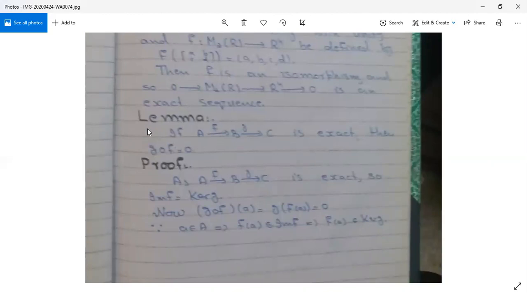We have already studied this theorem in the notes. If f from A to B and g from B to C are functions and the sequence is exact, then g composition f will be 0. So we already studied this theorem. You should revise it. If you feel any complication in this theorem, you will contact me. After this, we will go to the next page.